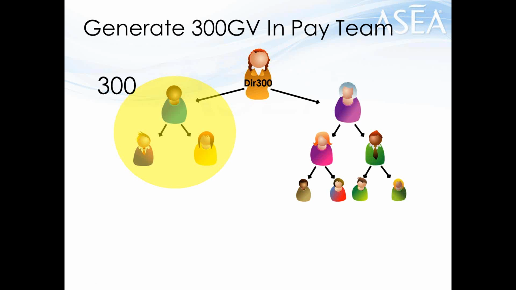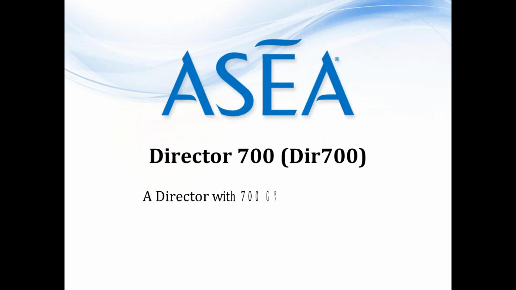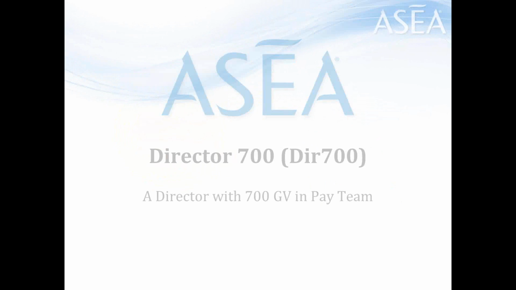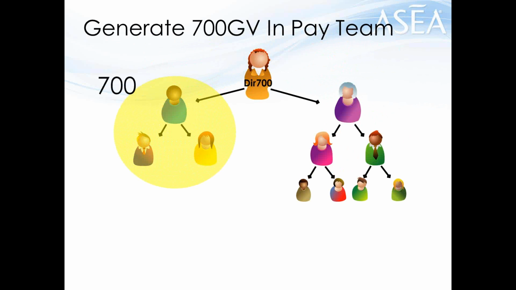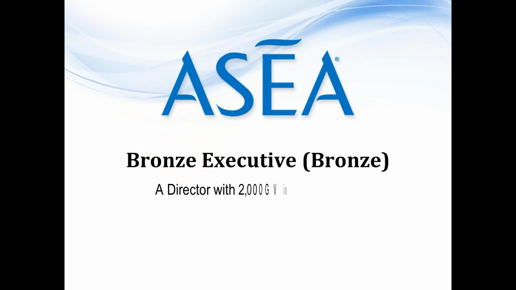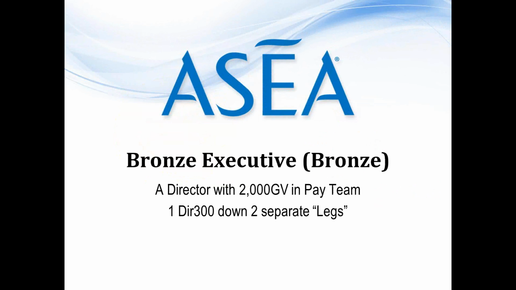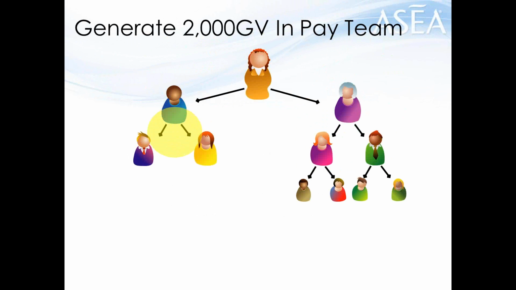And then the next rank would be Director 700, just a little bit more of the same. So instead of having 300 in the pay team, you're going to have 700. Now you're a Director 700, and you'll get another pin and a certificate in recognition for that achievement. Now, the next rank is what we call Bronze Executive. A Bronze is a Director with 2,000 group volume in the pay team and 1 Director 300 down 2 separate legs. I'll clarify what leg means here in just a second. First off, let's talk about what we know. Instead of 300 or 700, it's 2,000 now requirement in the lesser team. So it's a pretty significant jump here.